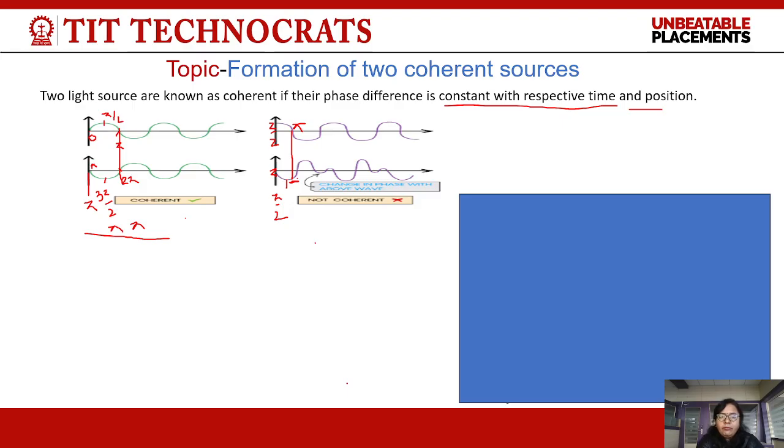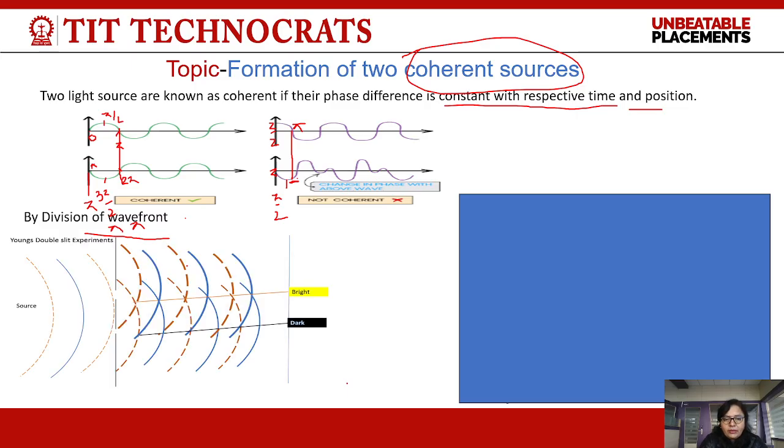Now, it is impossible to create coherent sources from two independent sources, because each source generates waves at different time intervals. That's why two highly monochromatic sources also do not behave like coherent sources. So we can produce coherent sources by two methods.